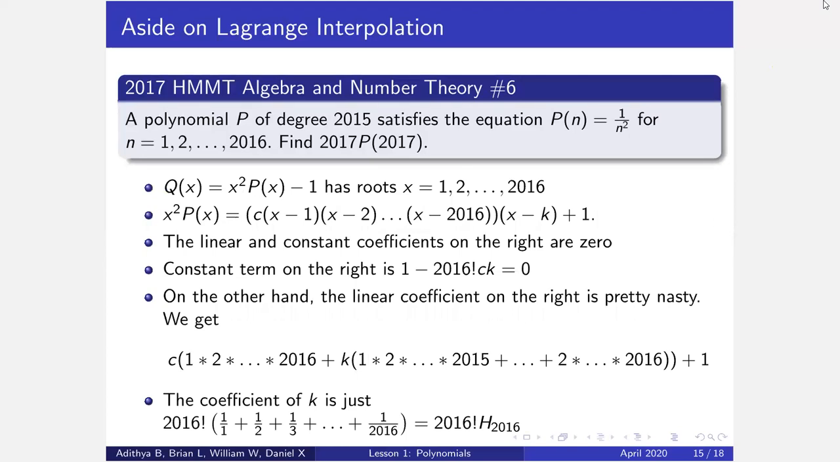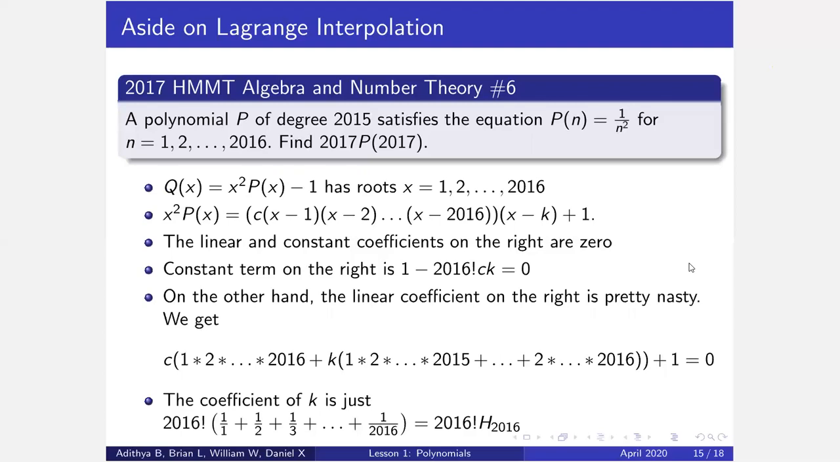So we note that x squared P(x) minus 1 has all the integers from 1 to 2016 as roots. Since x squared P(x) minus 1 has degree 2017, we can write this equation for x squared P(x) on the second line. We know that x minus 1 through x minus 2016 are all factors, but we need one more linear factor to make the degree 2017, and then we have an additional constant that can happen.